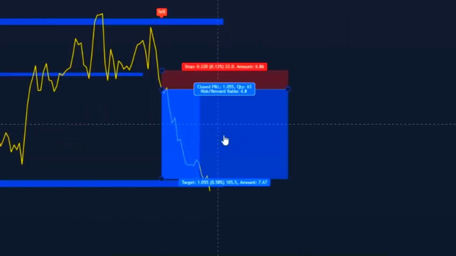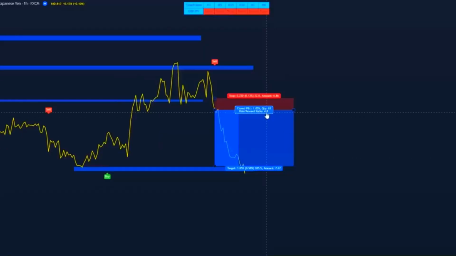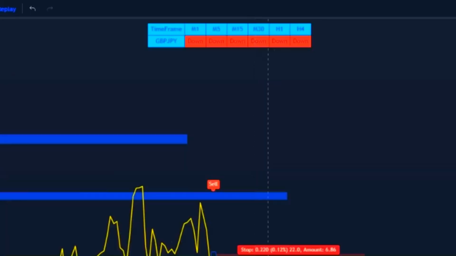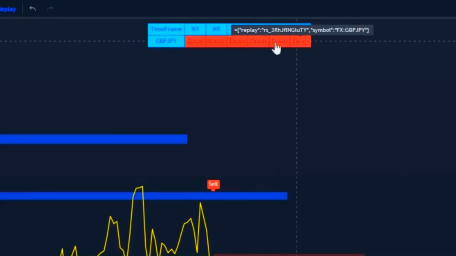And there we go, price is broke, hitting a take profit of 4.8 risk to reward. So if you're risking 1% of your account per trade, you would have just made almost 5% in one trade. This is a perfect example of a sell, and you can see now that we have entered the trade, all of the trend table icons are now for selling.